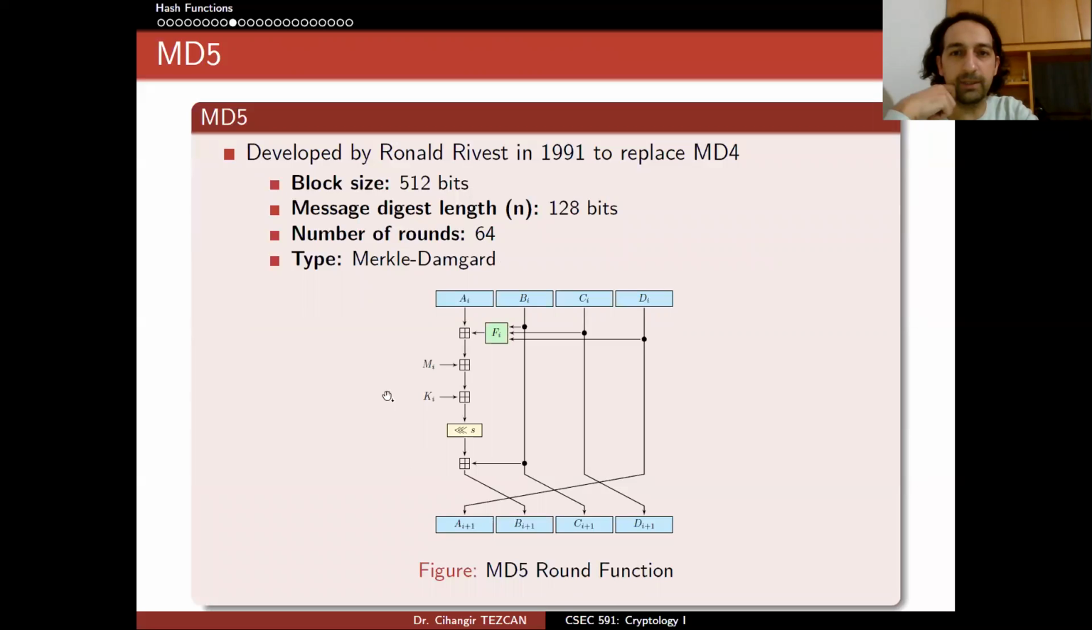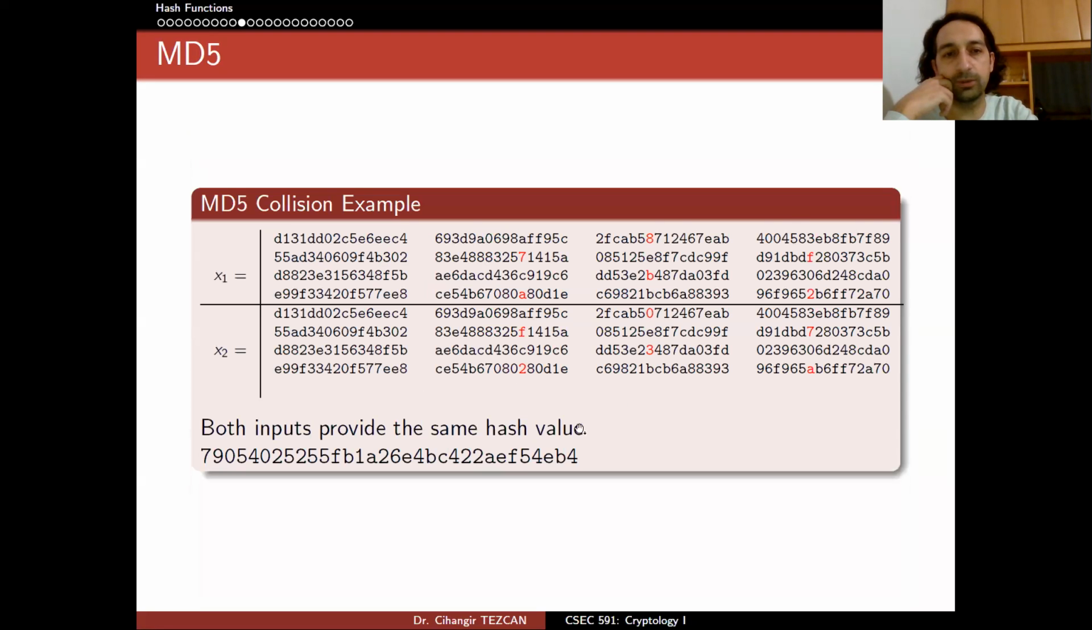So let's look at MD5, almost the same picture. Now the number of rounds is 64, and there's an extra addition here. They thought that this would be secure enough, but it is also broken.